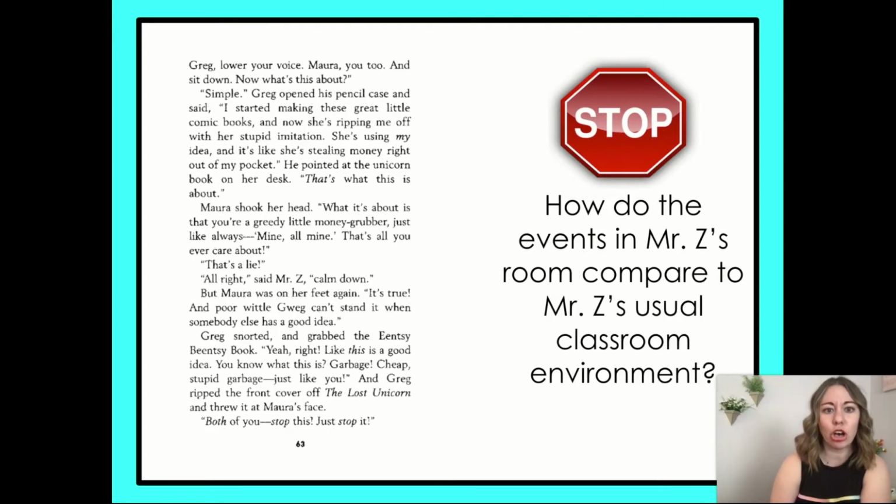Simple. Greg opened his pencil case and said, "I started making these great little comic books and now she's ripping me off with her stupid imitation. She's using my idea and it's like she's stealing money right out of my pocket." He pointed at the unicorn book on her desk. "That's what this is about."